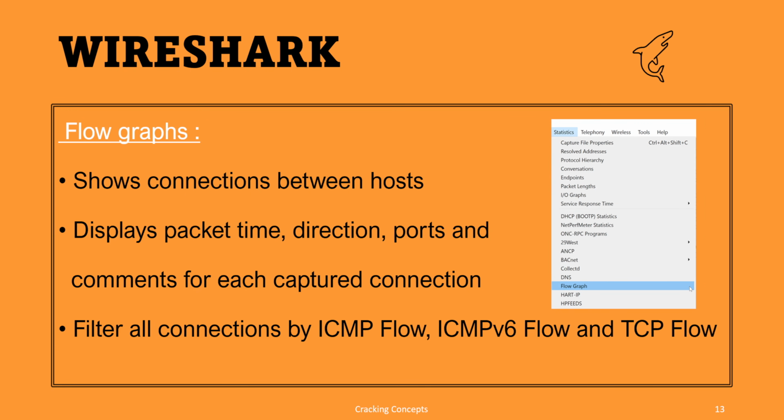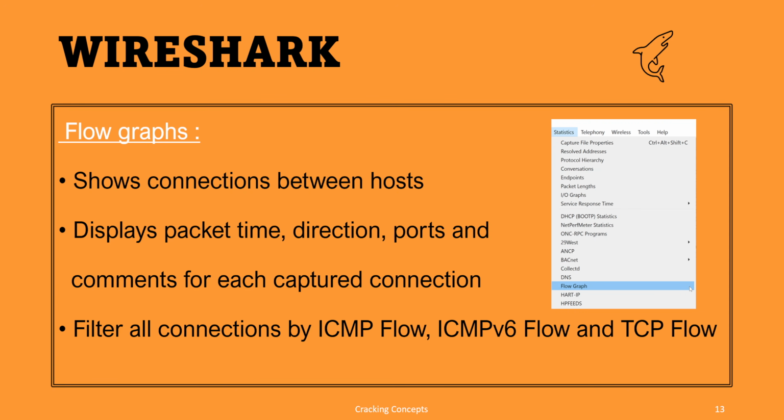Now we'll look into another feature of Wireshark, which is flow graphs. Flow graph shows connection between hosts. It displays the packet time, direction, ports and comments for each captured connection. You can filter all connections by ICMP flows, ICMPv6 flows, and TCP flows. It is used for showing multiple different topics. Based on it, it offers different controls.